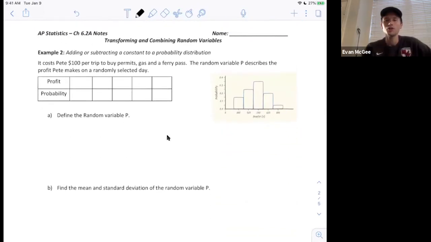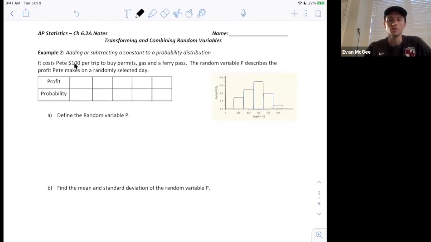It cost Pete $100 to buy permits, gas, and a ferry pass. The random variable P describes the profit Pete makes on a randomly selected day. So we had the random variable X, which was the number of passengers on a random day. We had a random variable R, which represented the revenue he made on a randomly selected day. Now we have P, the profit, which is just the revenue minus the expenses.